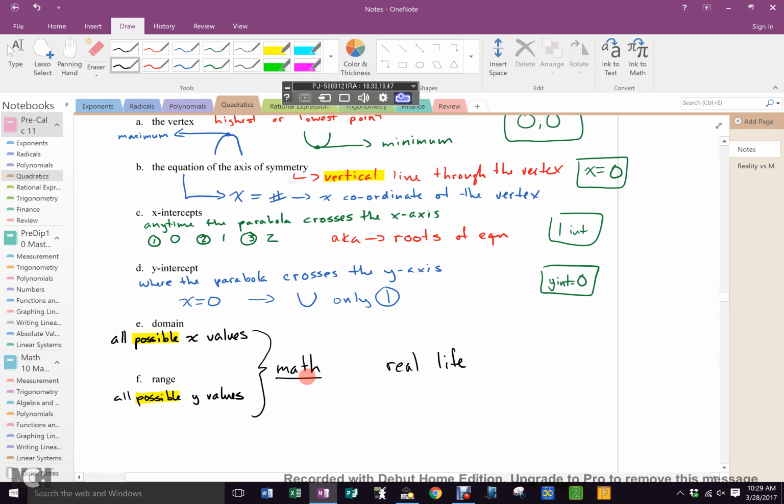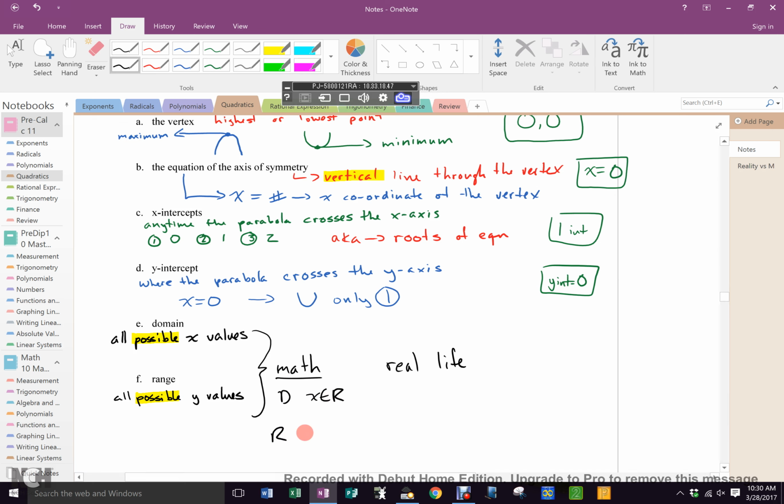So in math, the domain is x is a set of real numbers. It's every number in the universe, right? Because I can always square it. Everybody cool? Does everybody understand? I will take silence as yes.